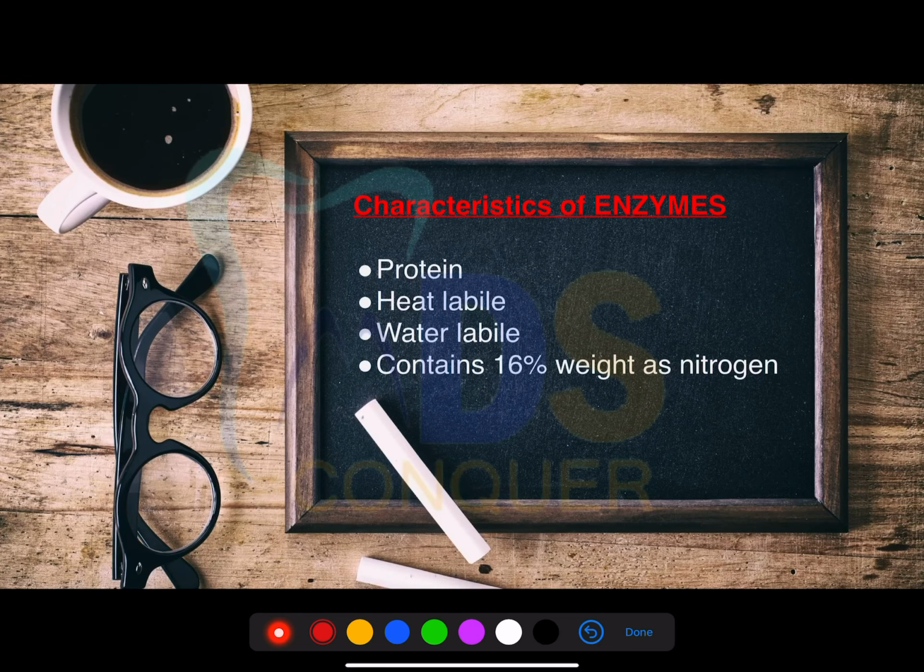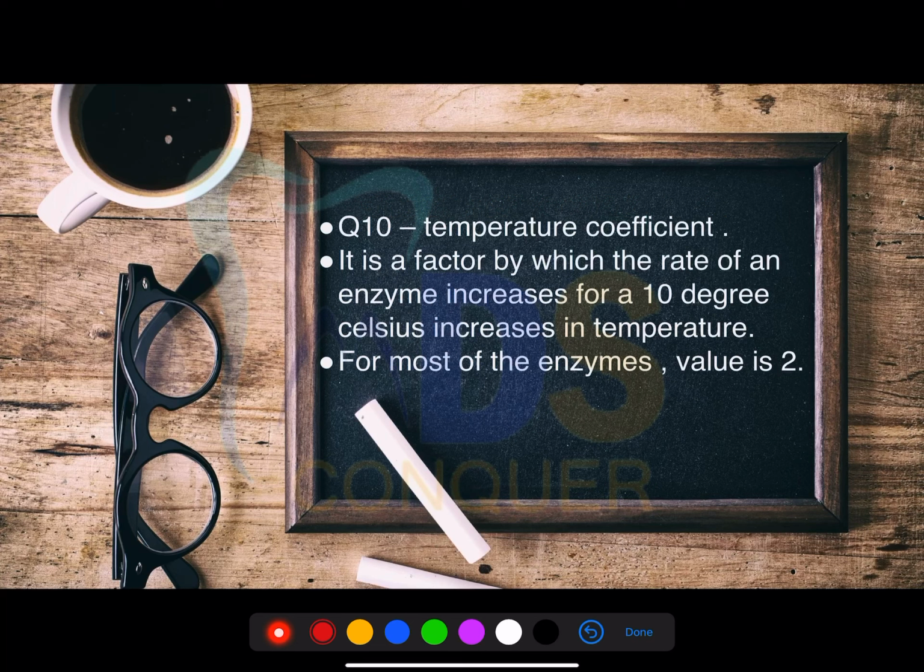The next one, characteristics of the enzymes. Enzyme is a protein. Enzyme is heat labile, water soluble, and consists of 16% nitrogen. There is something called Q10. Q10 is nothing but the temperature coefficient of the enzyme. So what does Q10 mean? It is a factor by which the rate of enzyme reaction increases for every 10 degrees increase in temperature.